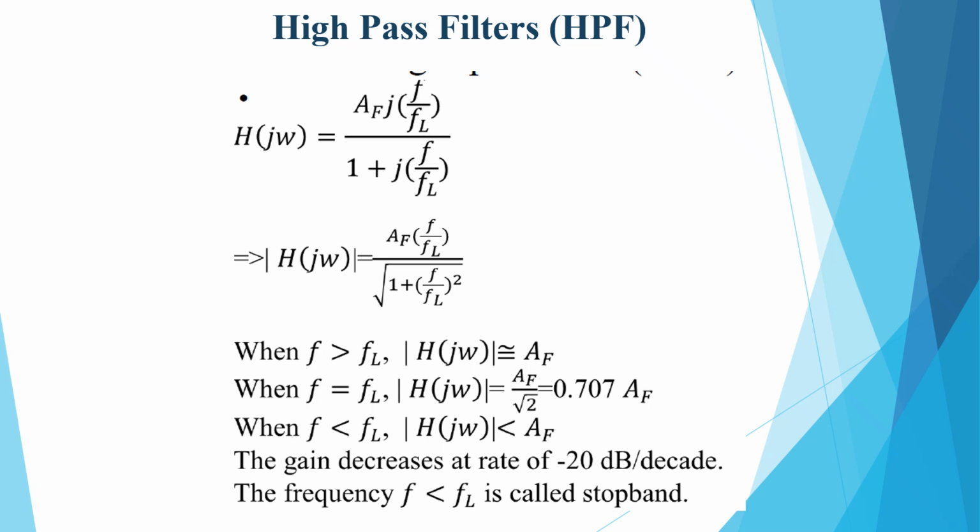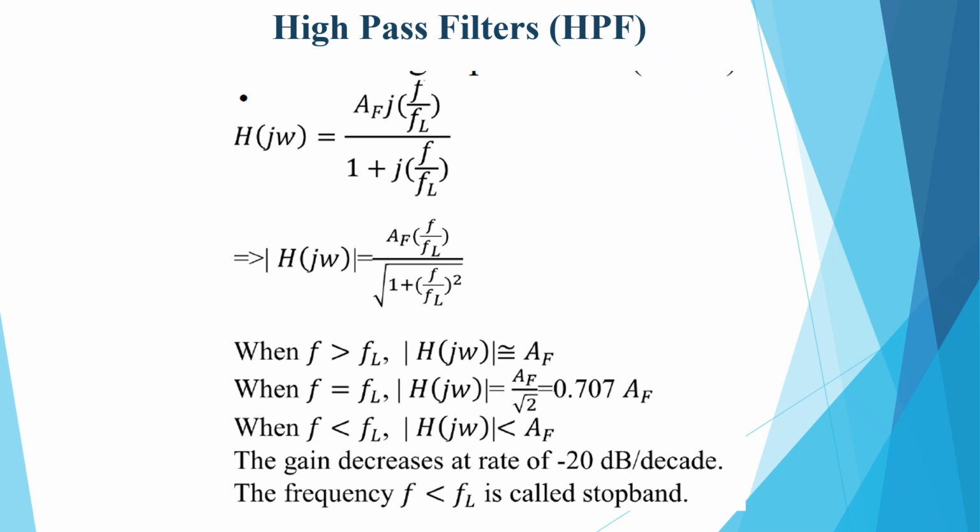The conditions at different frequencies are as follows. When f is very much greater than fL, the output gain is almost constant. That is, the magnitude of H(jω) will be almost equal to AF. This region is called the pass band. When f is equal to fL, the magnitude of H(jω) is AF by root 2, that is 0.707 AF. This is the cutoff frequency or minus 3 dB point.